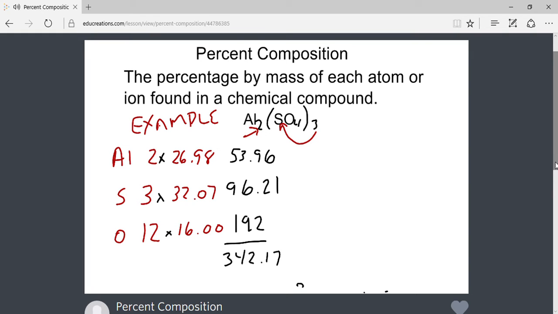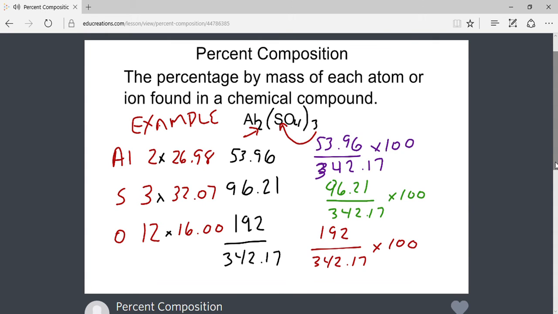By comparing the parts from aluminum, sulfur, and oxygen to the formula mass of 342.17 units of mass, we'll arrive at the percentages of aluminum, sulfur, and oxygen. When looking at the parts to compare to the whole, we can see that there's going to be a higher percentage of oxygen because the mass is higher than any of the other masses.